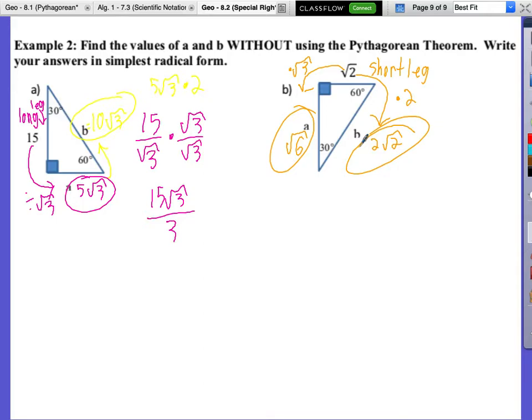The issue with special right triangles is remembering the pattern. If you don't remember the pattern, you're sunk. But if you remember the pattern, then you can do the math, and we'll be fine. That's the hard part about special right triangles, remembering the pattern and catching what we have, but they're actually just all about shortcuts.